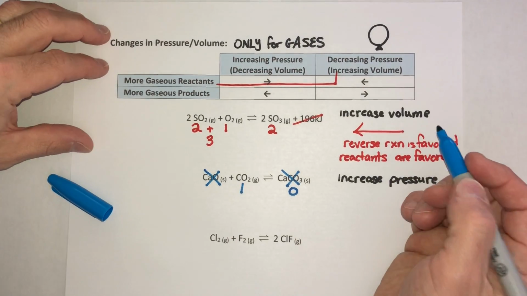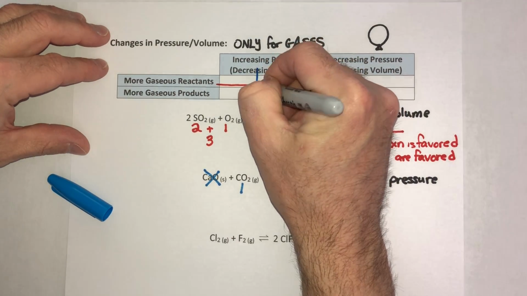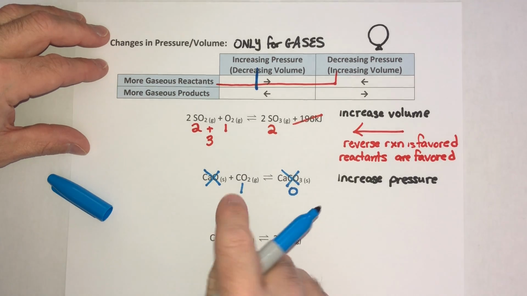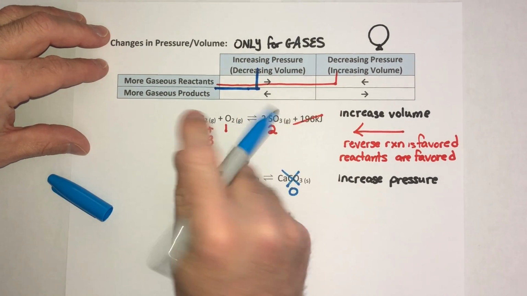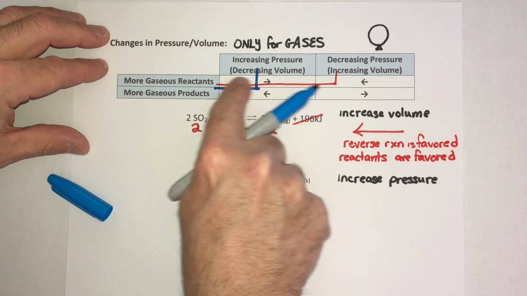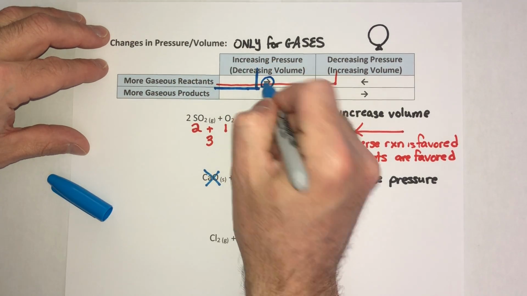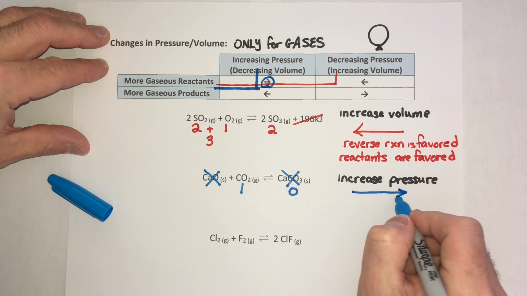So if we look here, okay, we are increasing the pressure. That would be this column. And I have more gas reactants. So more gas reactants, increasing the pressure, I would cause the whole thing to go forwards.